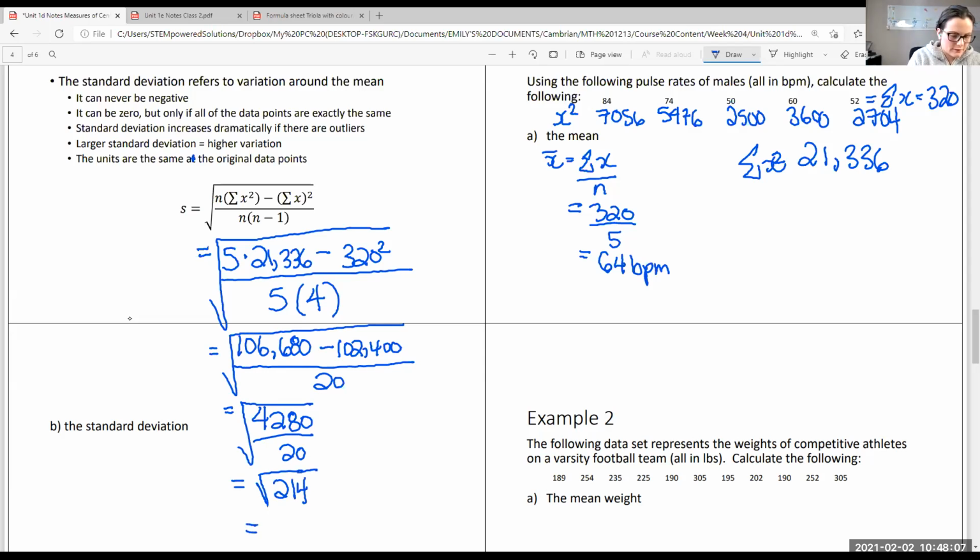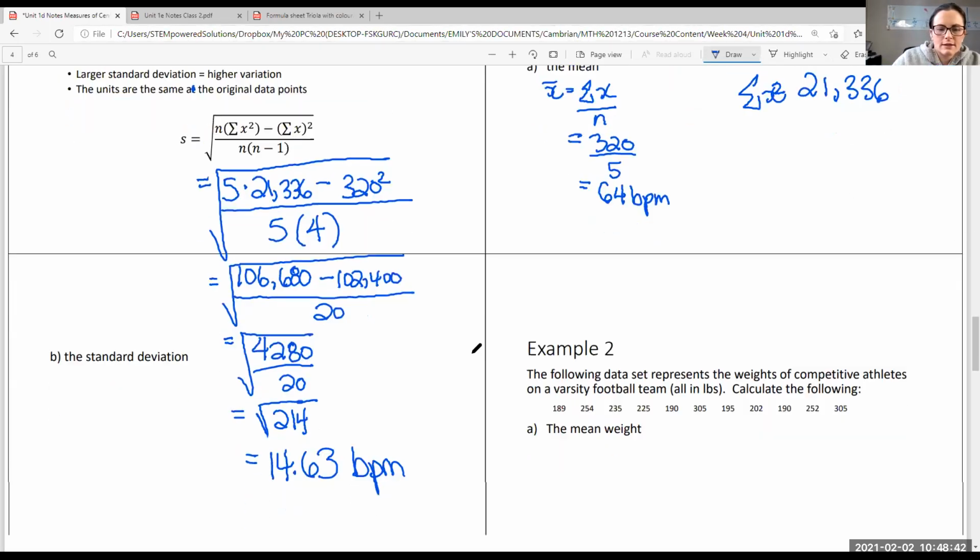The square root of 214 is equal to 14.62, or I can actually round that up. So I'm going to say 14.63. In statistics, we like to keep a couple extra decimal places. And of course, the units of standard deviation are the same as the original data points, so we're going to keep the units BPM, beats per minute.